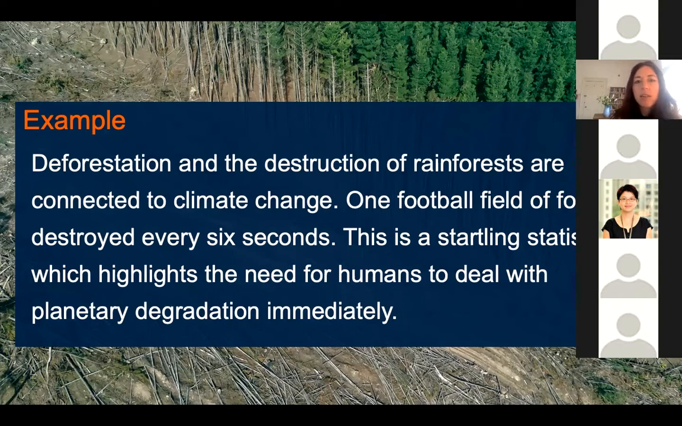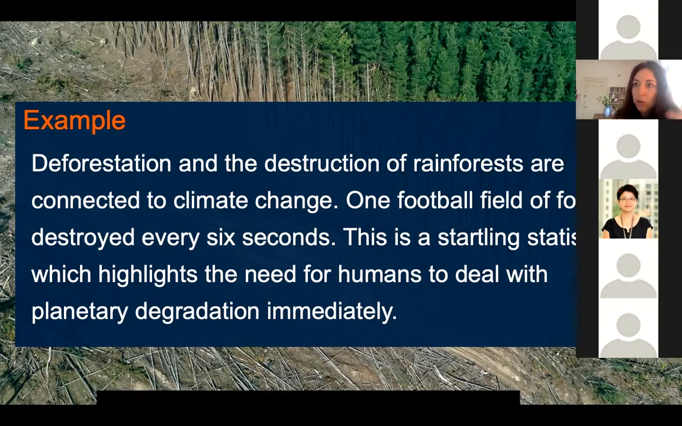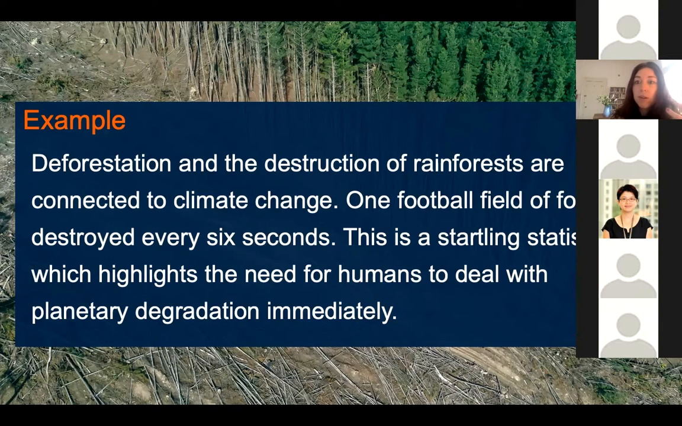Now, as you see, it's not a very badly written thing per se, but there are statistics in this little example that have no backing up. So saying like 1 football field of forest is destroyed every 6 seconds, it's like, says who? You could have just made that up out of thin air if you wanted. But if you give a statistic, you need to reference it.